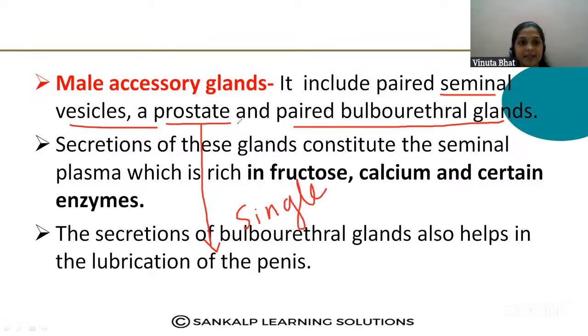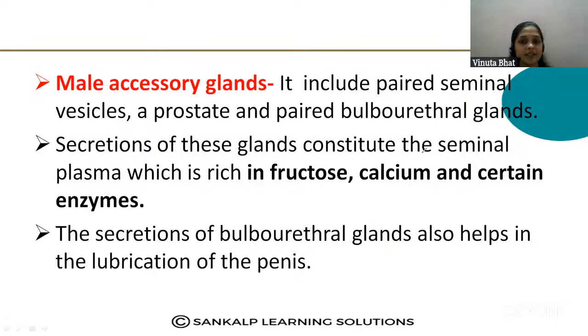What do you mean by glands? Glands means they secrete some chemicals. And the seminal vesicles, prostate gland and bulbourethral gland add some secretion to the sperms and they form the semen. Then these secretions consist of fructose, calcium and certain enzymes. So this is present in the seminal plasma which is released by the seminal vesicle.